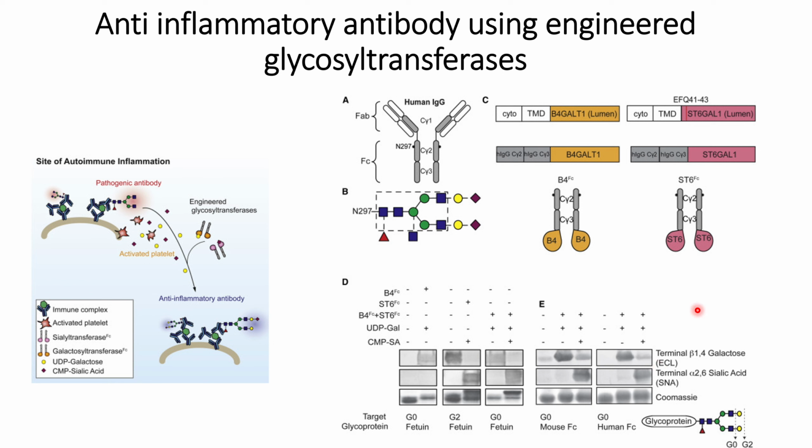So this indicates that the engineered IgG can help in suppression of inflammation by the addition of sialic acid and galactose, which are anti-inflammatory in nature, and can help in suppression of the autoimmune response.